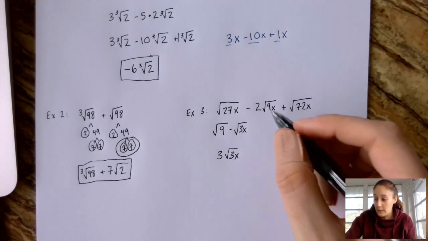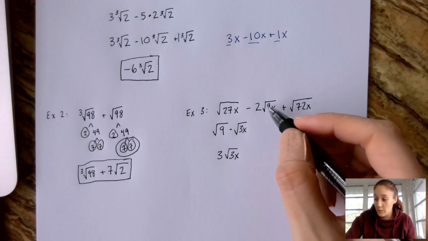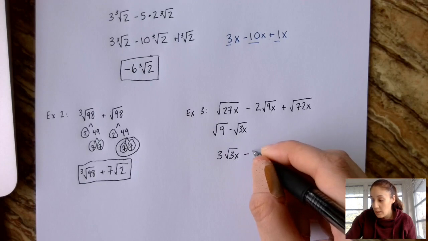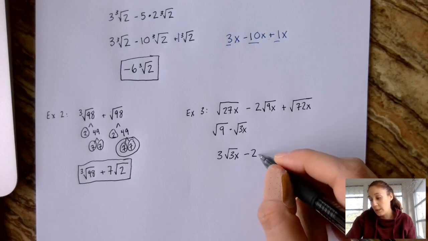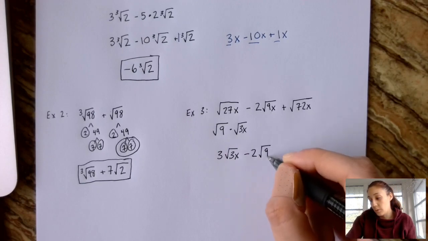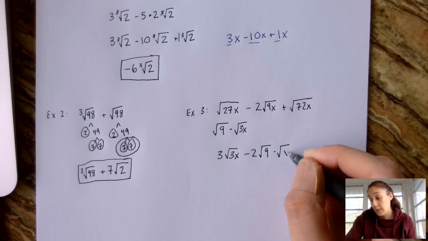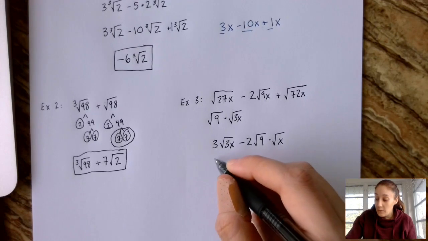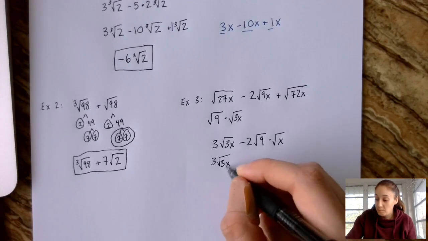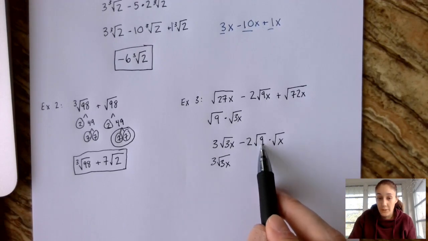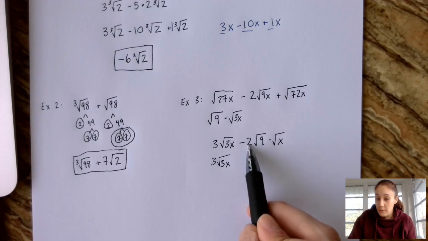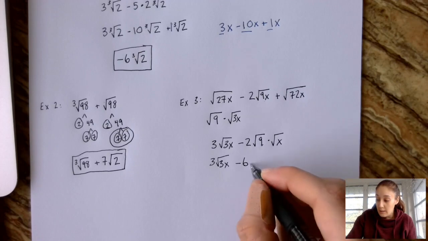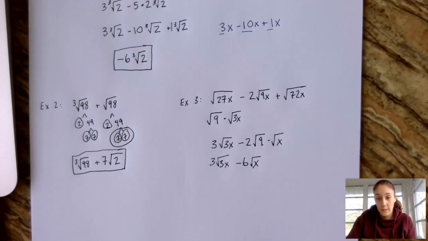Next I'm going to bring down this piece right here, so the square root of 9x. I'm going to bring down the minus 2, and I could split this up into square root of 9 times square root of x. I could have also done that up here, actually. And the reason that's helpful is because I can take the square root of 9. The square root of 9 is 3. So negative 2 times 3 is negative 6. And then I have my square root of x.